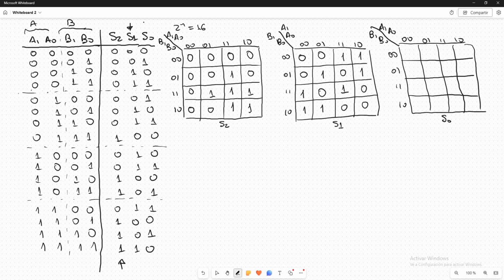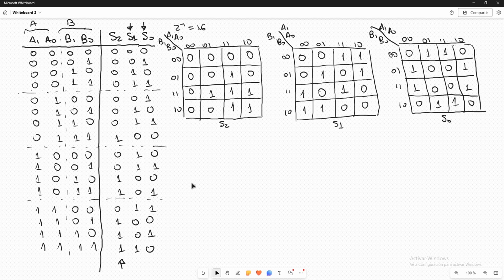And finally the last output is 0, 1, 0, 1, 0, 1, 0, 1, 1, 0, 1, 0, 1, 0, 1, 0, 0, 1, 0, 1, 0, 1, 0, 1, and again 1, 0, 1, 0, 1, 0, 1, 0.